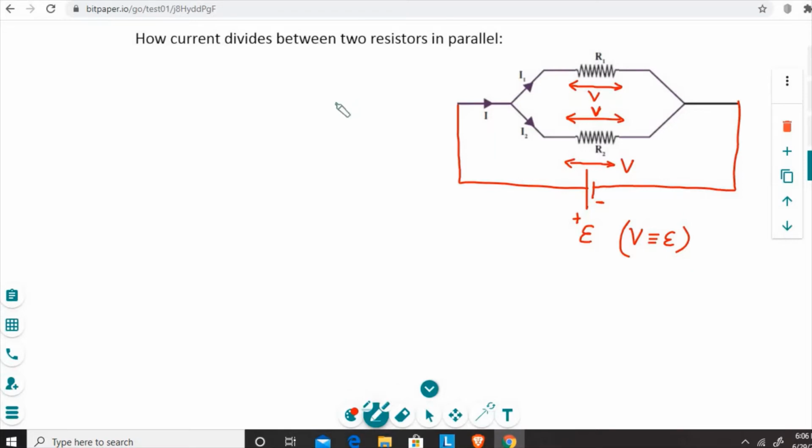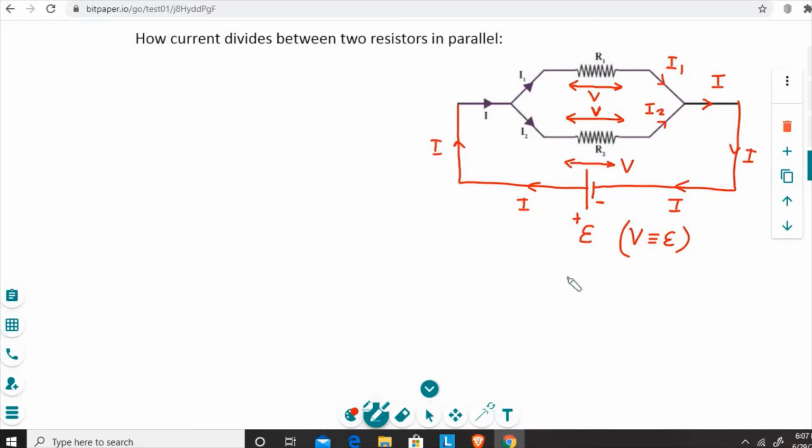In that sense, you can see the current I comes to this junction, and then it's going to break into two parts, I1 and I2. I1 will go across R1 and will emerge from here as I1. I2 will go across R2 and it will emerge from this side as I2. They will combine at this point, and then again you'll have the current I, and it will pass through the battery again. So all these are I.